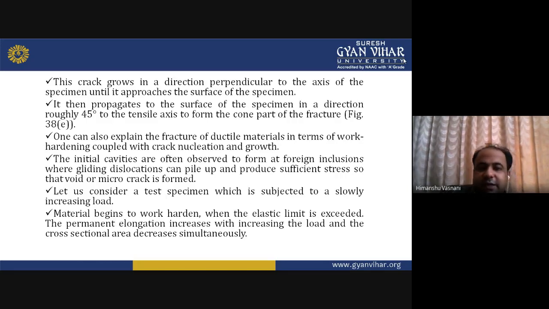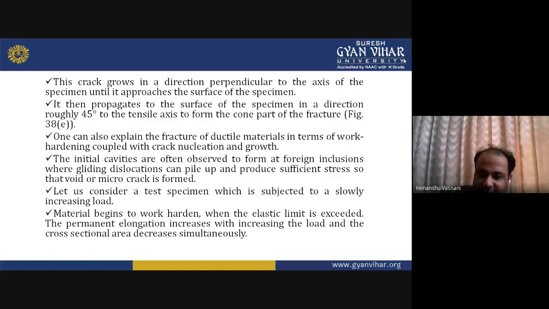Now the initial cavities are often observed to form at foreign inclusions, where gliding dislocations can pile up and produce sufficient stress so that a void or microcrack is formed. Now what happens is that the test specimen is subjected to a slowly increasing load. So the material begins to work harden, with permanent elongation, and the cross-sectional area at that point gets decreased.